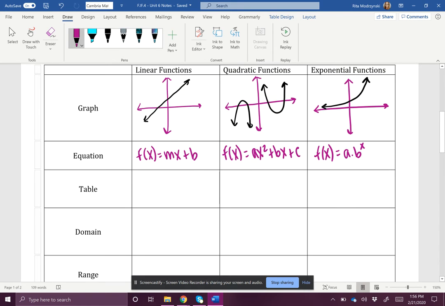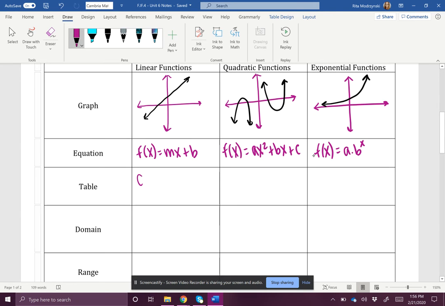With tables, when we look at the pattern of our y values in a table, in linear functions there will always be a constant difference, meaning that our y values will constantly be changing by some sort of adding or subtracting pattern.